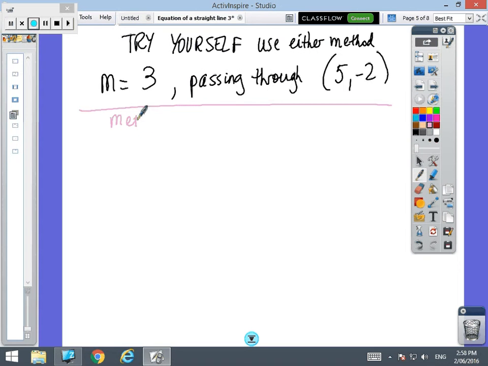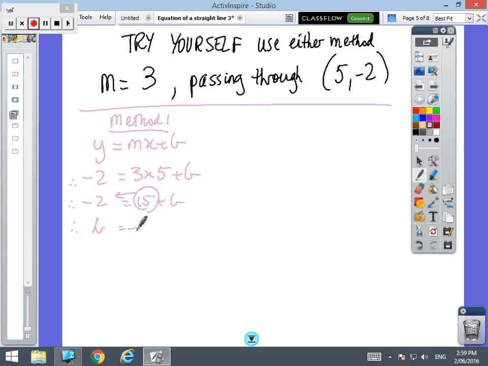Okay, so method 1 is the y equals mx plus b. So minus 2 is y, m is 3, x is 5, b is b. So minus 2 equals 15 plus b. 15 goes away, so b equals minus 2 minus 15, because plus 15 becomes minus 15. So you get minus 17. So the answer is y equals 3x minus 17.